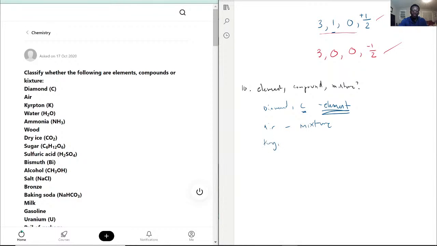Krypton, as the name shows, is just the element krypton. This would also be an element. Alright, water. This would be just a compound and not an element, because as you can see here in its name, it's composed of different things. So water is a compound. And with that note, ammonia is also a compound.